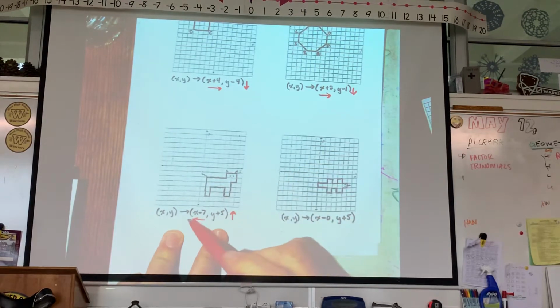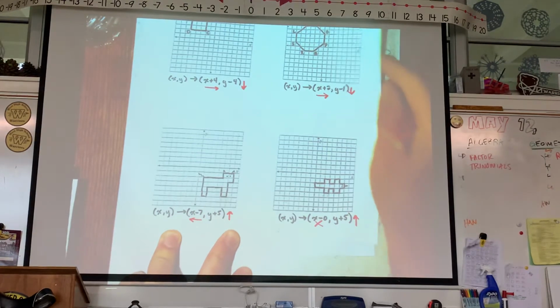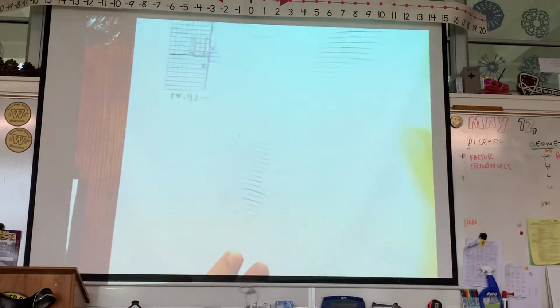So we go left 7 and up 5. And for the lizard, we wouldn't go anywhere. If it's x minus 0, we're not going anywhere left or right. But we're going to move this whole lizard up 5. Okay? There's a little cheat code for that one.